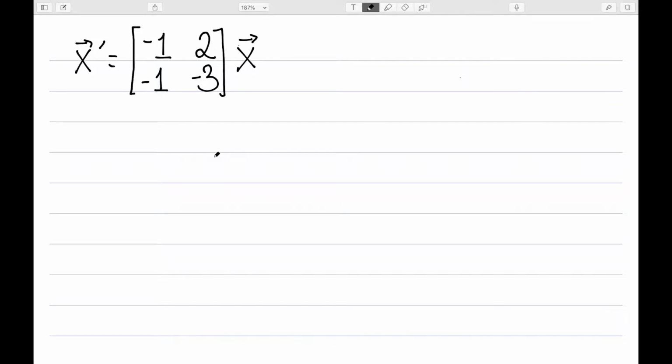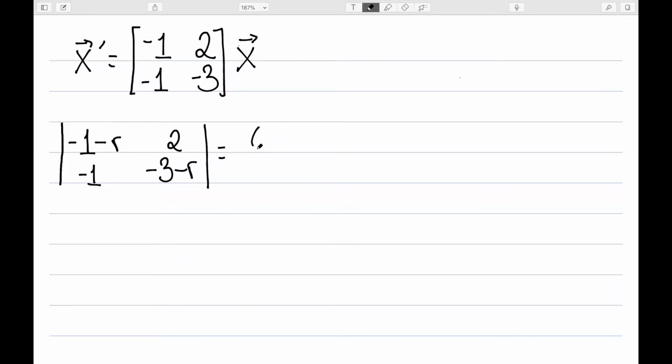Now that we know what the solutions to these differential equations look like when they have complex eigenvalues, let's do an example. So here is my matrix in normal form. I need to start by finding the determinant of A minus RI. So I'm going to subtract R from the diagonals: -1 minus R, 2, -1, and -3 minus R.